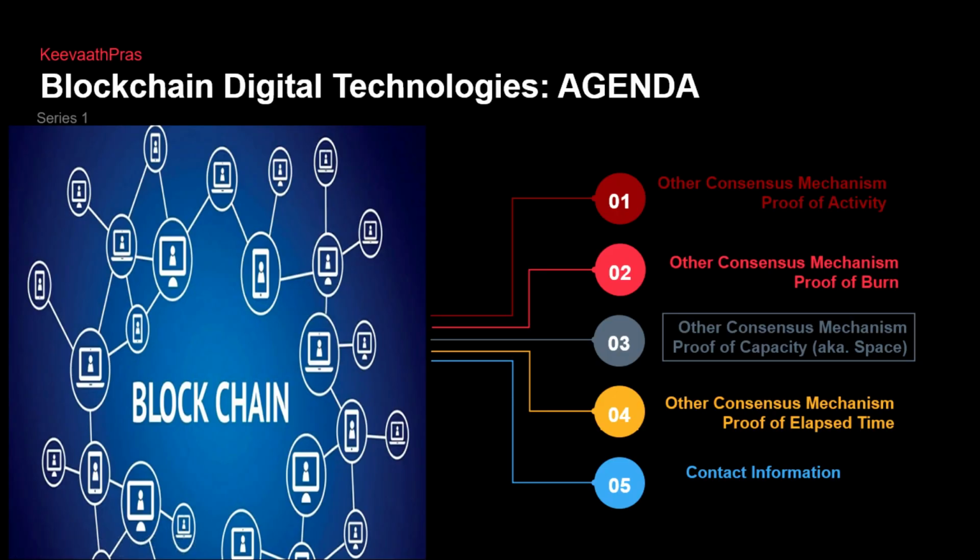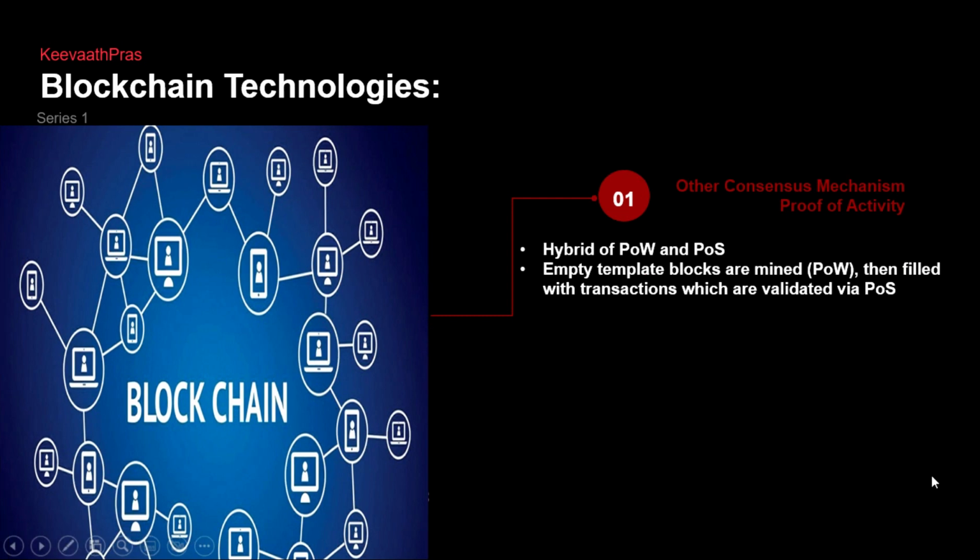So far we have seen many different types of technology. One is proof of work and the other proof of stake, and we also saw the difference between them, the top 2 technologies used in blockchain as of today. In today's agenda we'll be seeing the remaining ones which are available: proof of activity, proof of burn, proof of capacity, which is also known as proof of space, and proof of elapsed time. I don't think these have been implemented much, but they are in the pipeline.